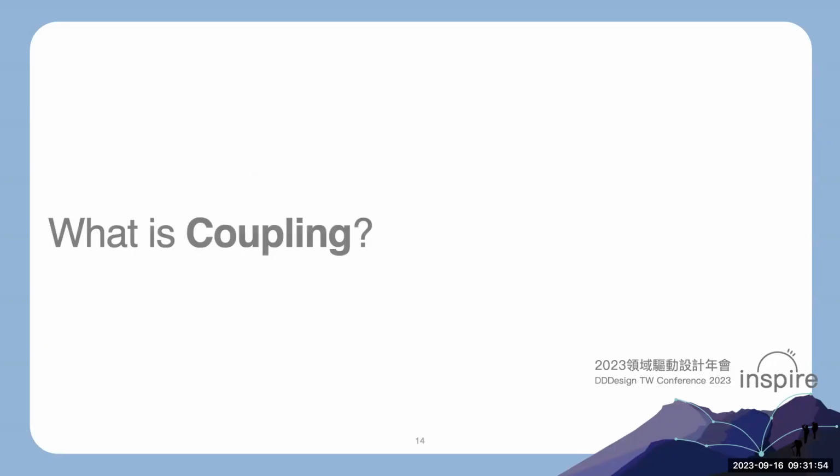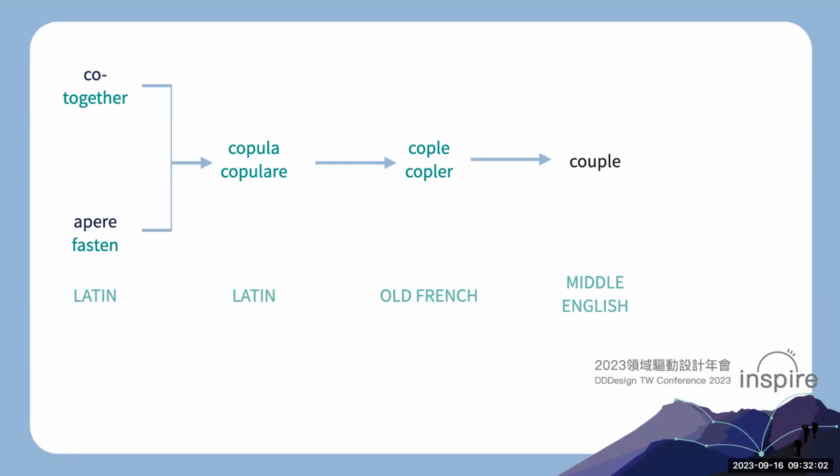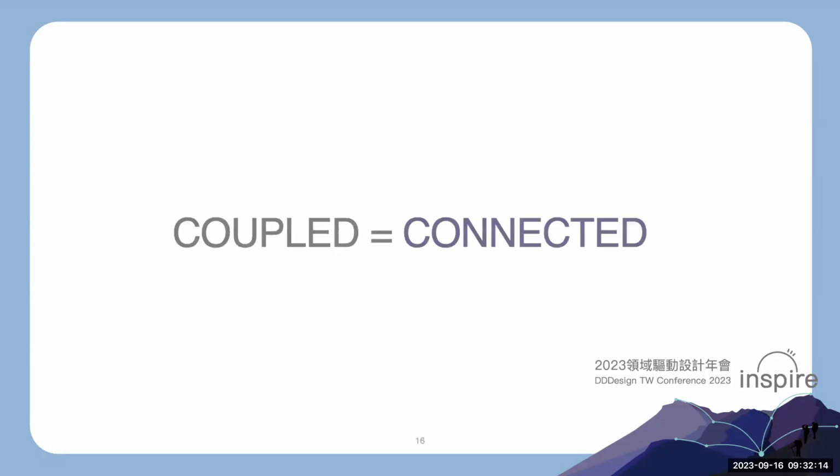So, what is coupling? If we go to the lexical origins of this word, it takes us all the way back to Latin, where it was composed of two words, co and apere. Co-apere meaning fasten together. In other words, if two things are coupled, it means that they're simply connected.